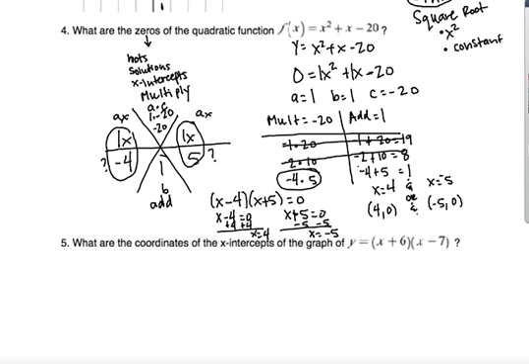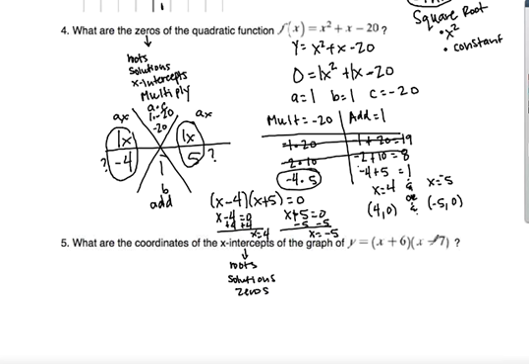Number 5 says, what are the coordinates of the x-intercepts of the graph y equals x plus 6 times x minus 7? So again, this one's asking us for x-intercepts, but it could have said roots, it could have said solutions, or it could have said zeros in place of that word x-intercepts. Remember, those all mean the same thing.